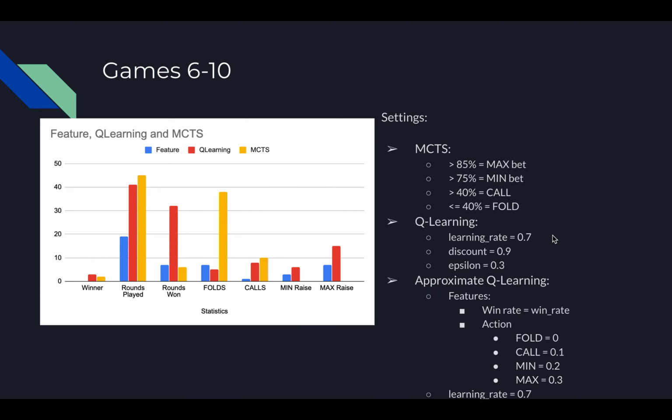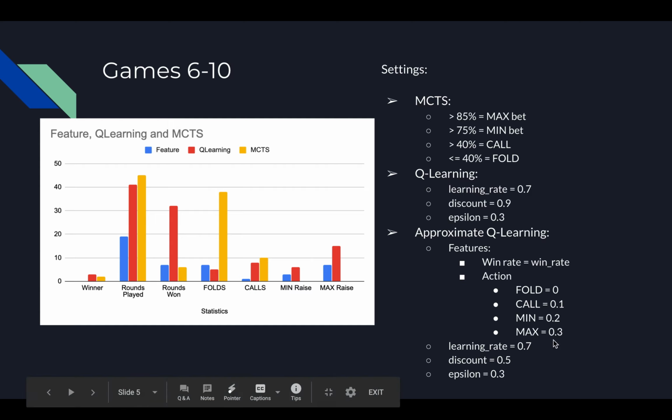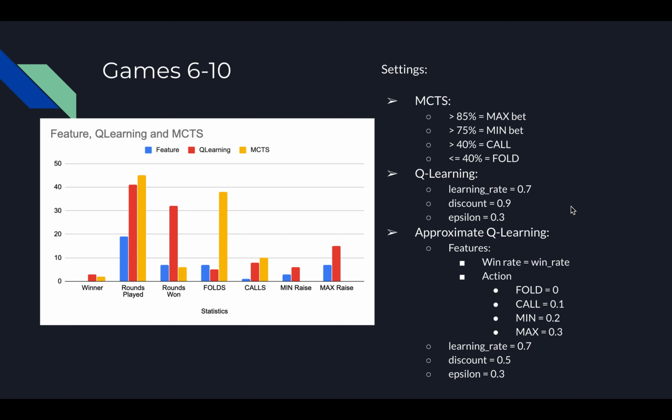For the next 5 games, I adjusted some of the percentages here. I adjusted the learning rate, discounts, and some of the features of the Q learning bots. After those adjustments, I found that the Q learning bot was still the most aggressive and won most games. But I did see the feature bot get better; he was being more aggressive and won some rounds. But I still feel like the Monte Carlo Tree Search bot was the smartest, even though he played fewer hands. He just played good hands.